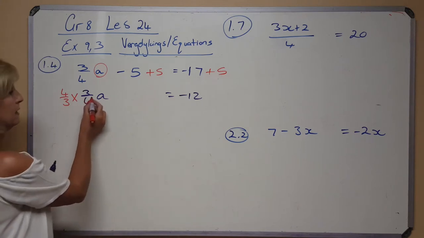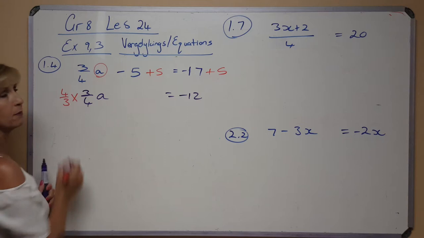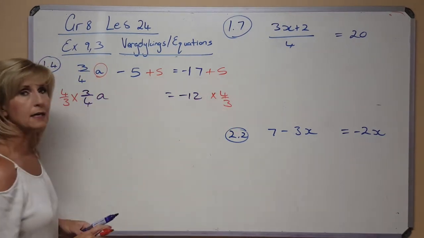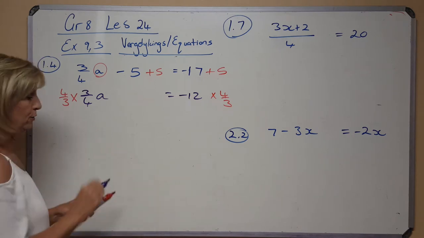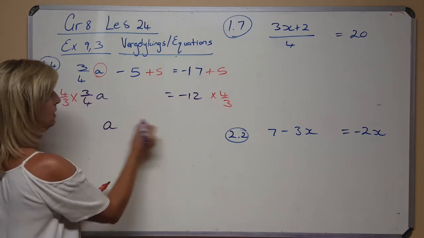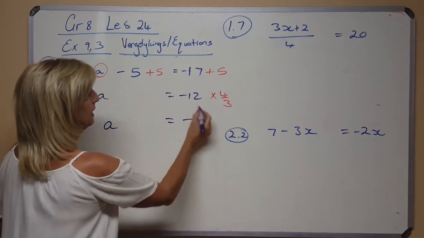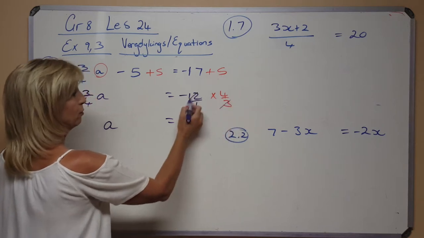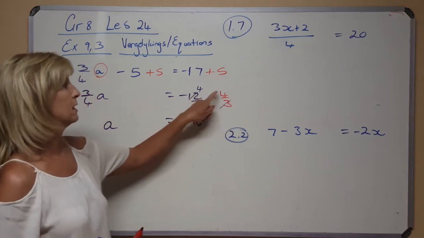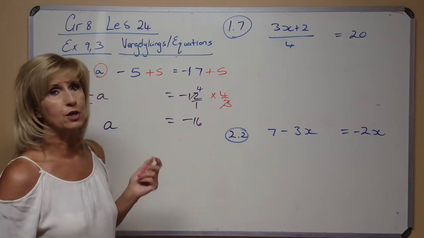Goed, so deling is mos maal met die omgekeerde. So ek gaan sê, in plaas van deel met 3 op 4, maal ek met 4 op 3. So I'm timing with 4 over 3. Techniques. What do I do? This is what I do. So dan gaan hierdie ons nou uitkanseleer en ek bly oor net met A is gelyk aan tekens onder mekaar, plus maal en min is 'n min. En dan kan jy nou gaan sê, 3 gaan in 12 en 4 keer en 4 maal 4 is 16. Or you could have said 12 times 4 is 48 and 48 divided by 3 still gives me 16, whichever way you want to do it.